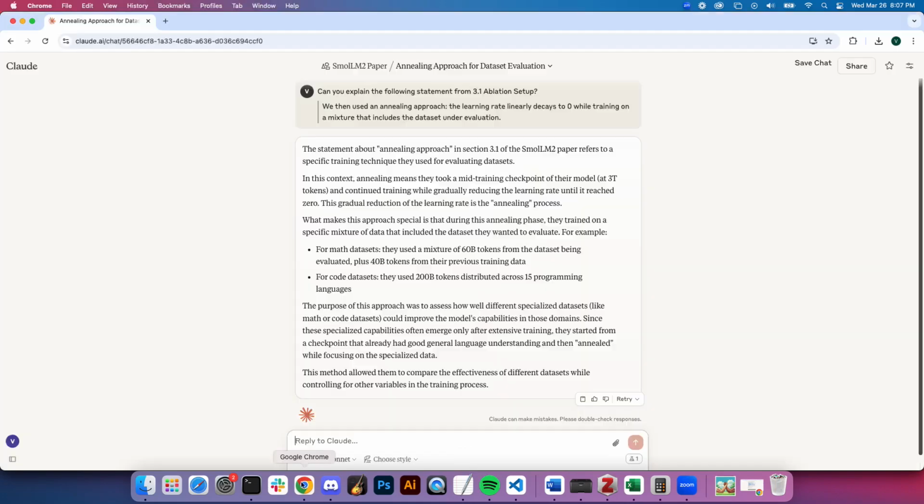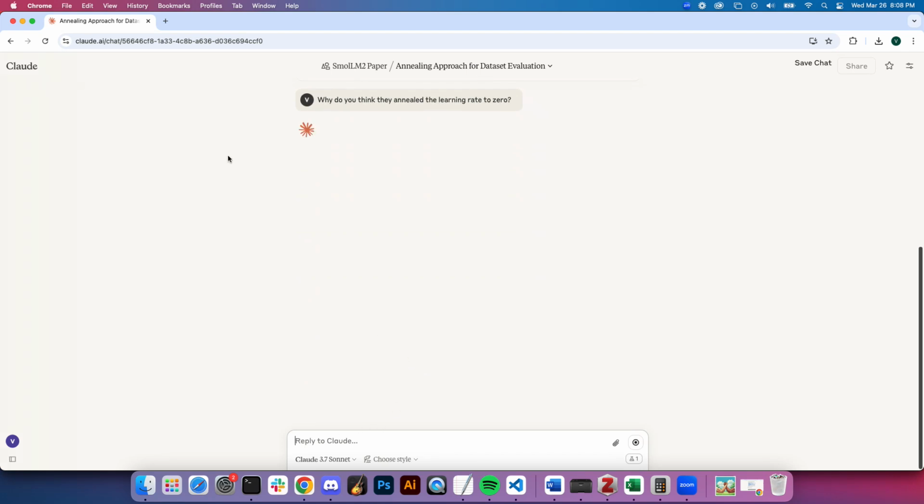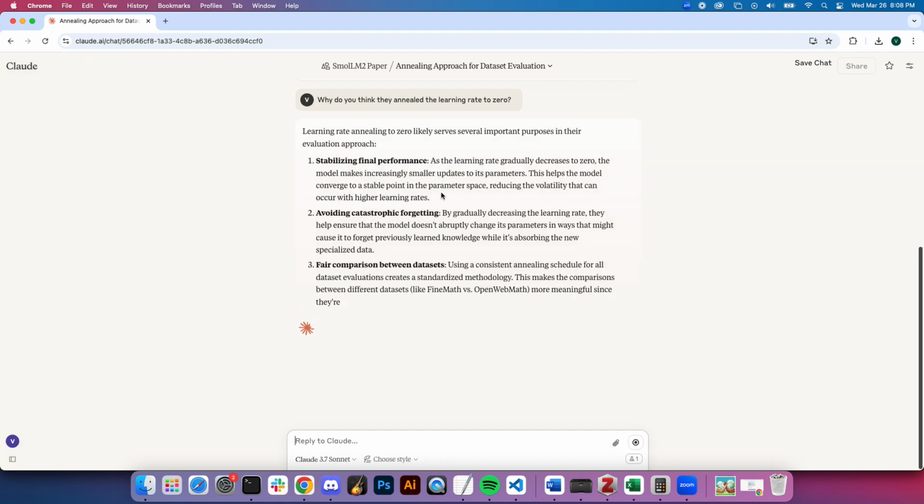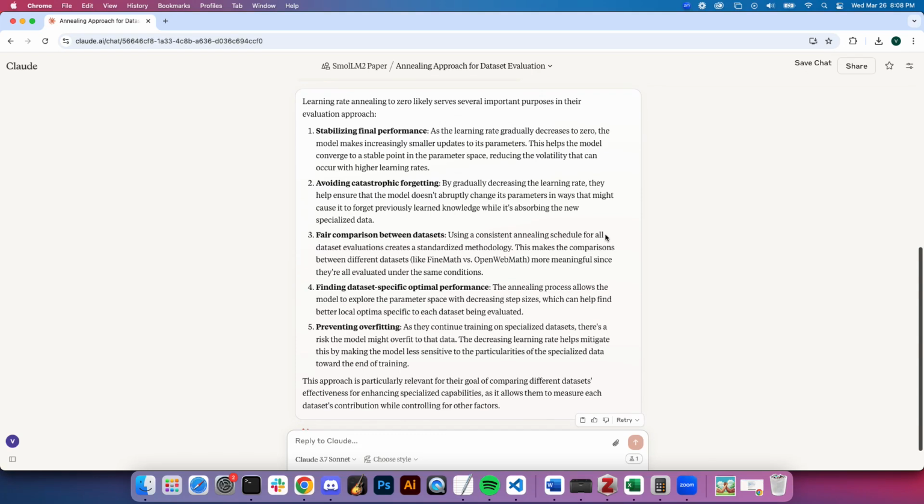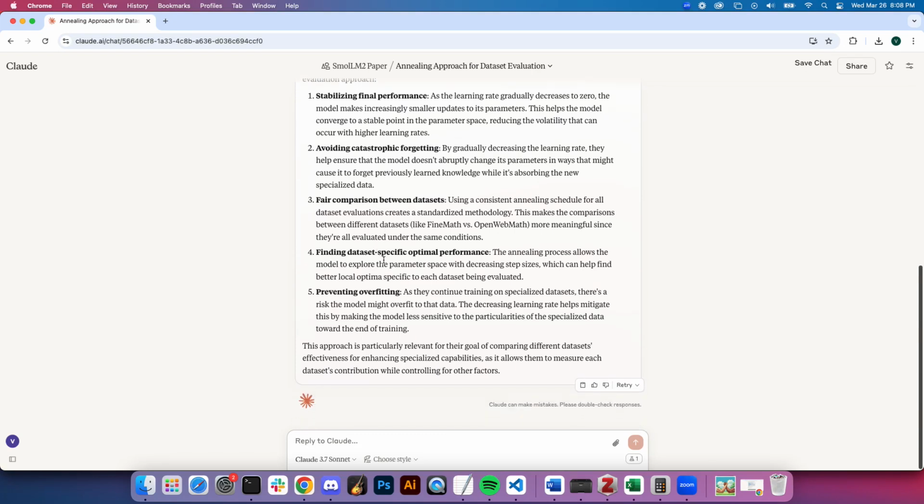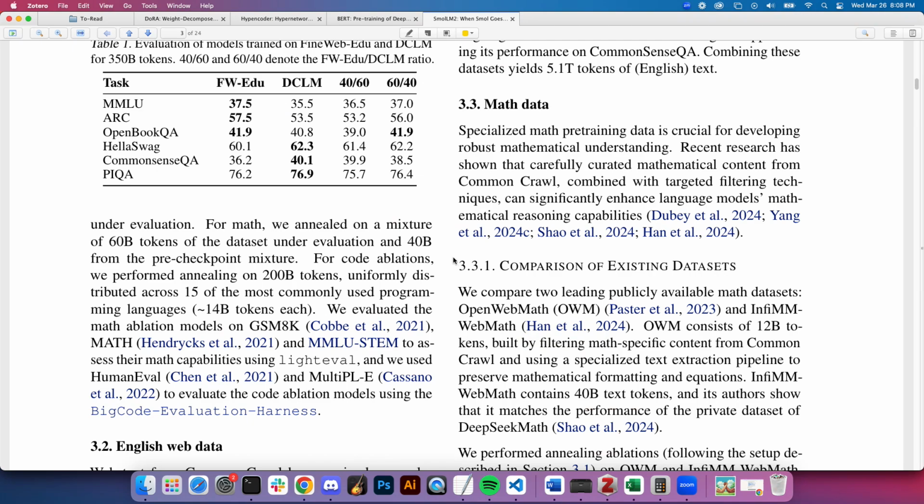And then they did this for code. Let's just see. Why do you think they annealed the learning rate to 0? The model makes increasingly smaller updates. This helps the model converge to a stable point in the parameter space, avoiding catastrophic forgetting, fair comparison between datasets using a consistent annealing schedule, meaningful. Yeah, I don't know. Okay, I'm not really sure if I understand why that's the case.